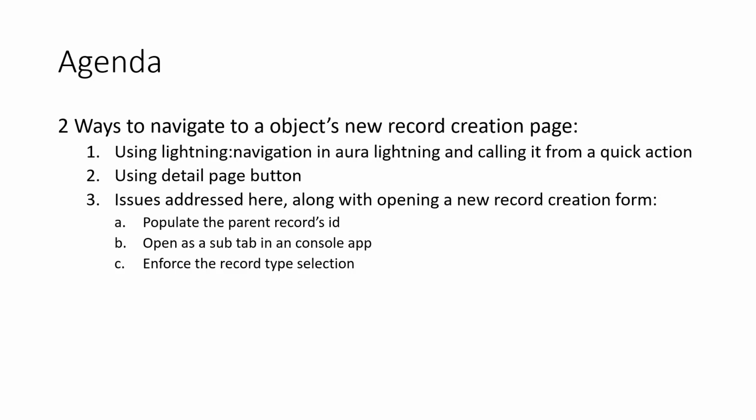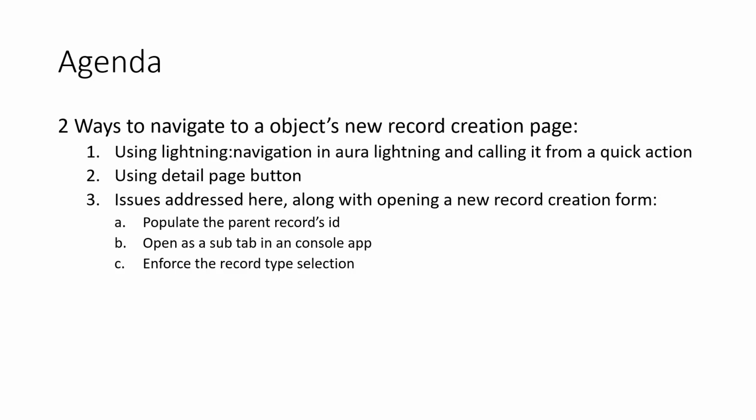Now, along with the motto that we have here, we are going to address certain issues here. First one is, now let's say I have two objects in my org. One is summer camp, other is student. Summer camp is a parent and student is a child. Student is looking up to summer camp. Now let's say I am creating a new button on summer camp to create a new student.